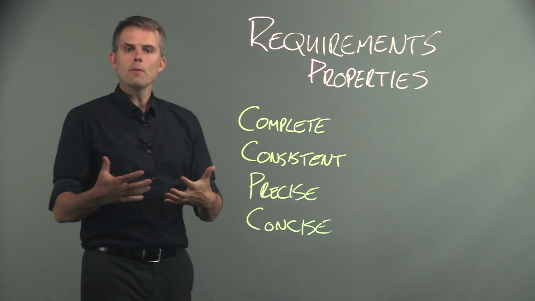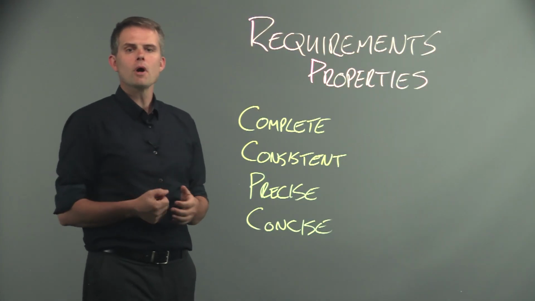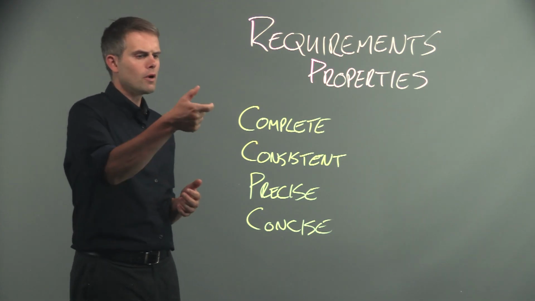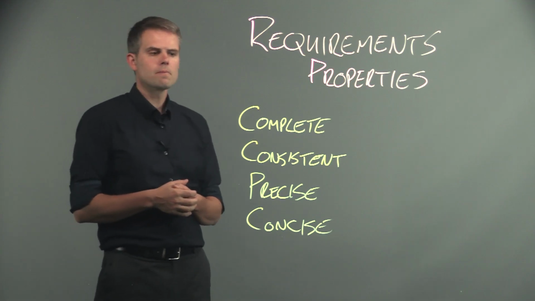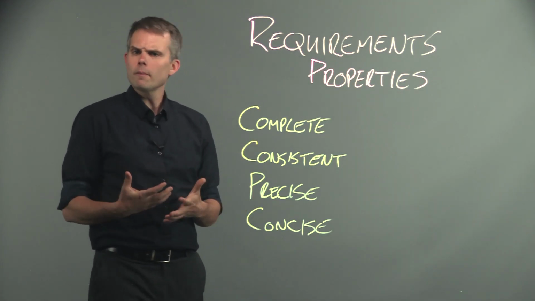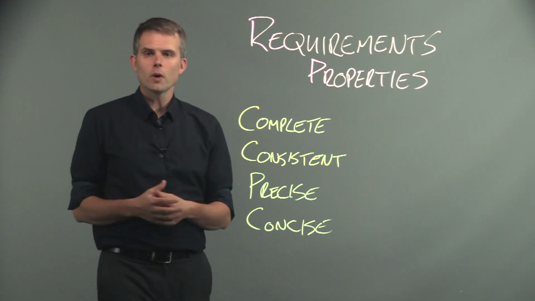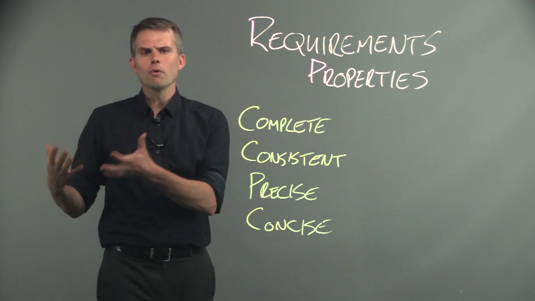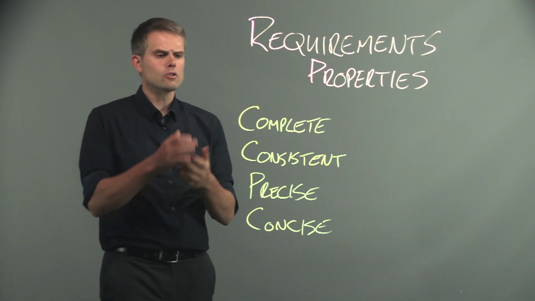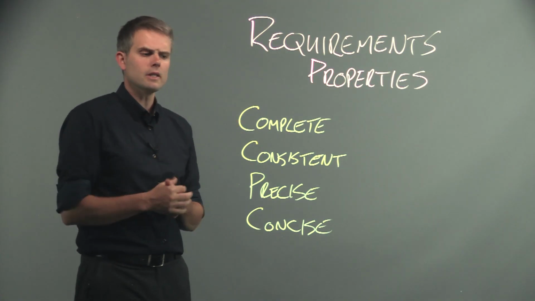When we're capturing the requirements for our system, there are 4 high-level properties we want to keep in mind. We want our requirements to be complete, consistent, precise, and concise. So obviously when we're writing down the requirements, we want to make sure that we write down all of the requirements that we have for the system. We don't want to deliver a product that's missing important functionality that the customer actually cared about. So we want the requirements to be a complete list.